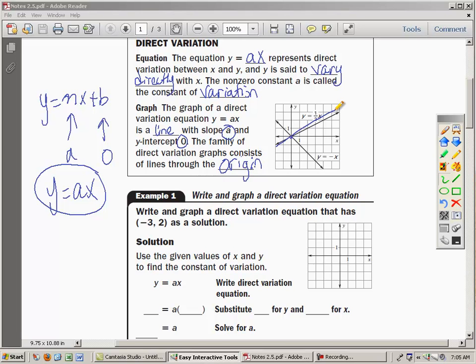A couple examples of direct variations. y equals 1/2 x says that y varies directly with x, and the constant of variation is 1/2. In this case, the constant of variation is -1. If the constant of variation is negative, you're going to get a negative slope, so the line will fall as you go from left to right. If the constant of variation is positive, then it's going to rise from left to right. But the key ingredient is that both of these have a y-intercept of 0.